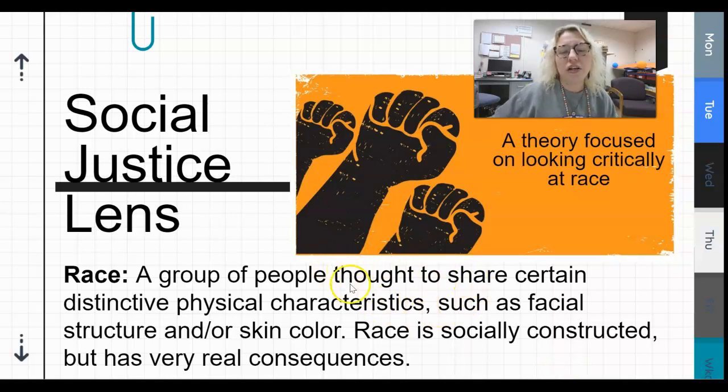Thought to share is an interesting phrase here. This phrase is used because there isn't a lot of scientific evidence that supports that race is real. It is socially constructed. Now, that doesn't mean that racism is not real. What people have done is construct this thing called race, and we have given it a lot of power, unfortunately. And so we are stuck with the effects of racism, which has very real consequences.